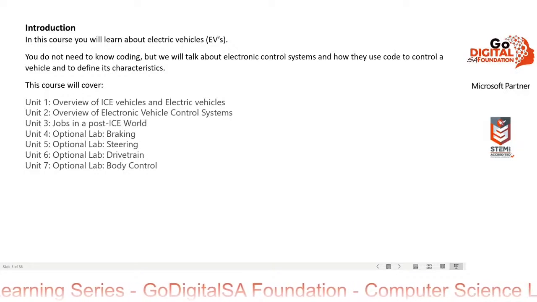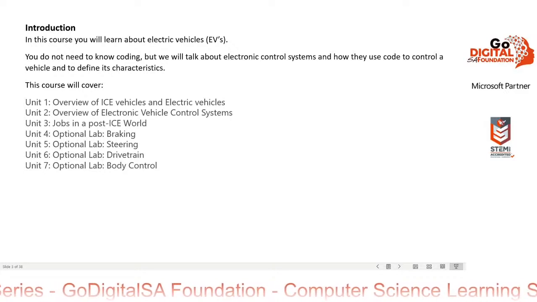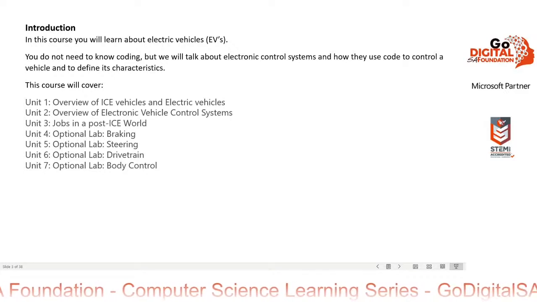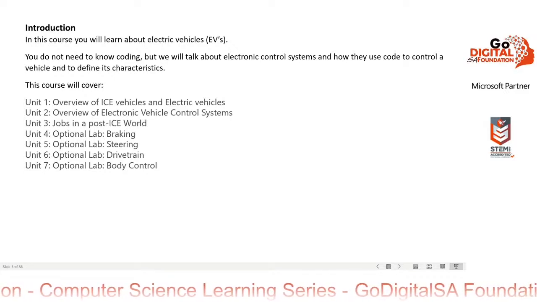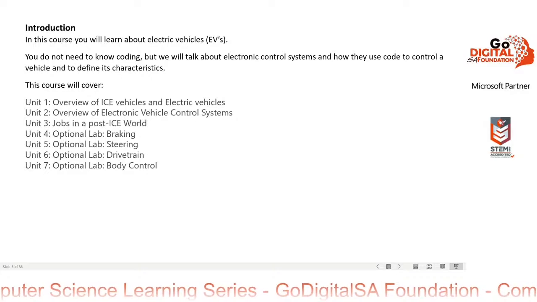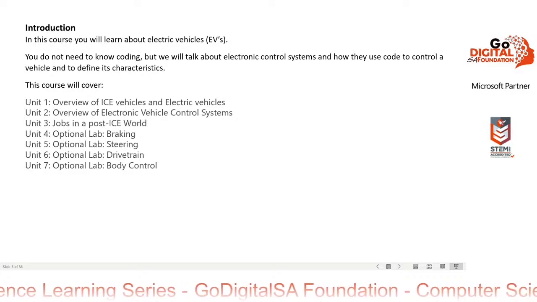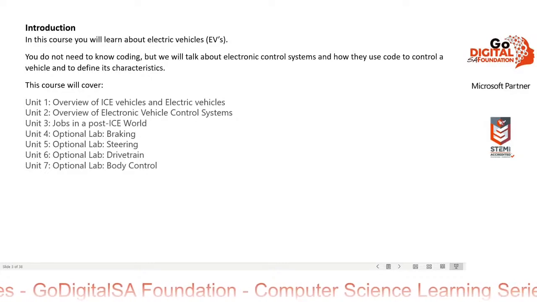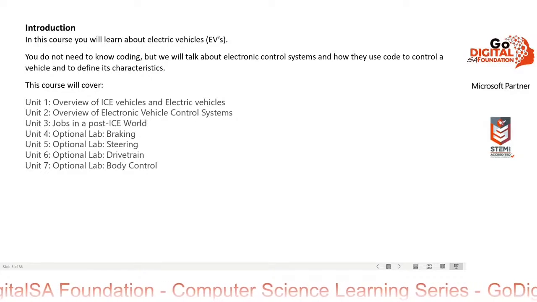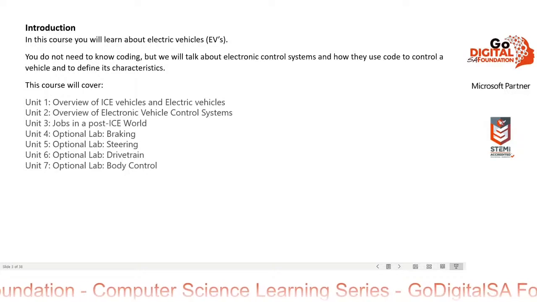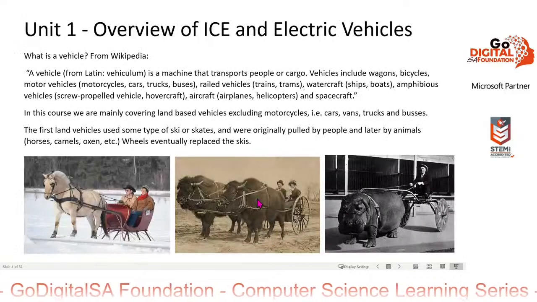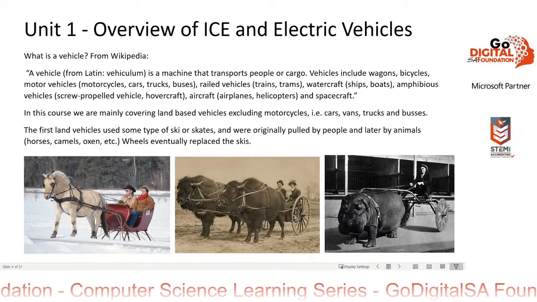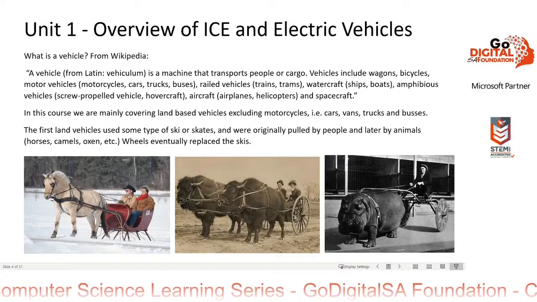This course will cover, in Unit 1, the overview of ICE vehicles and electric vehicles. In Unit 2, we'll have an overview of electronic vehicle control systems. And in Unit 3, we'll talk about jobs in a post-ICE world. Units 4 to 7 are optional labs where we will look at the specific control systems. So today we'll do Unit 1, overview of ICE and electric vehicles.